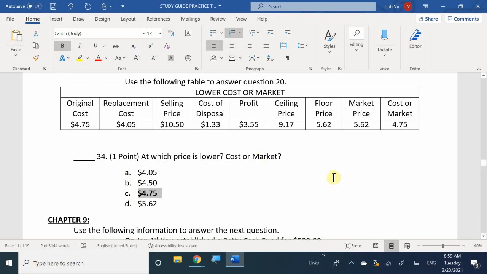Okay, so remember, when you determine the market, you're comparing 3 numbers: your ceiling, your floor, and your replacement cost. Once you determine what the market is between those 3 numbers, then you're going to compare your market to your original cost. All right, any questions right there? No questions? Okay. All right.